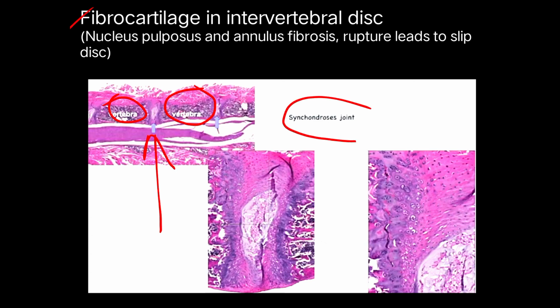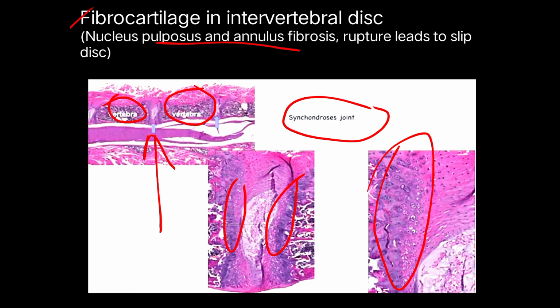This is a synchondrosis type of joint, and we can find here the cartilaginous structure. Yes, here and here is the cartilaginous structure. So that is the fibrocartilaginous structure, and inside this we can find the nucleus pulposus and the annulus fibrosus, which leads to a ruptured structure during injury, and the condition is called slip disc.